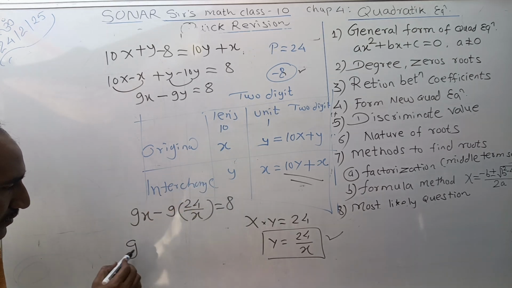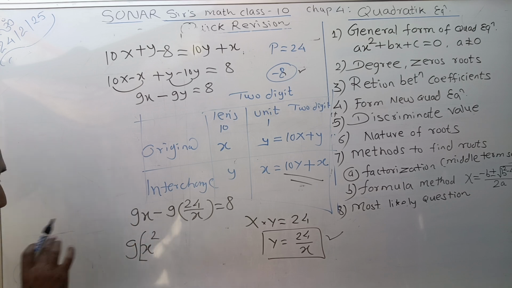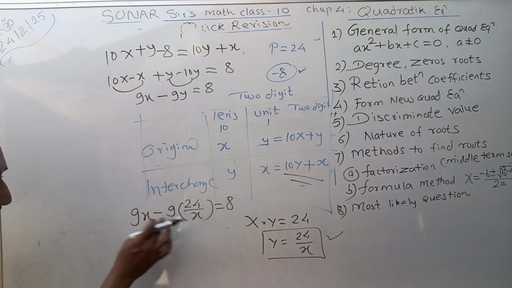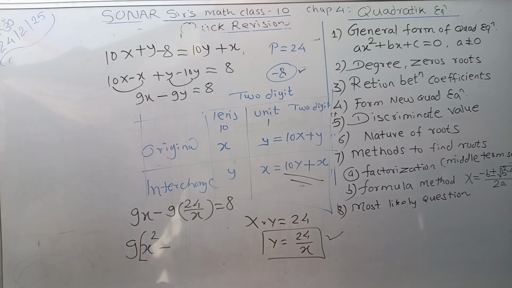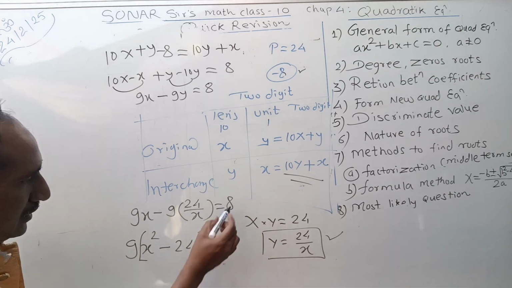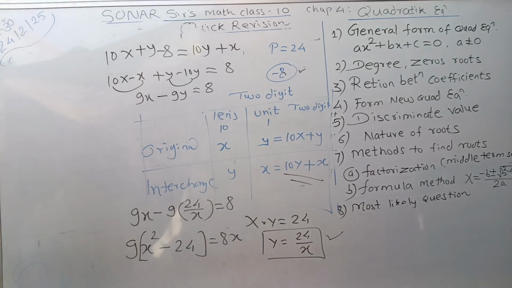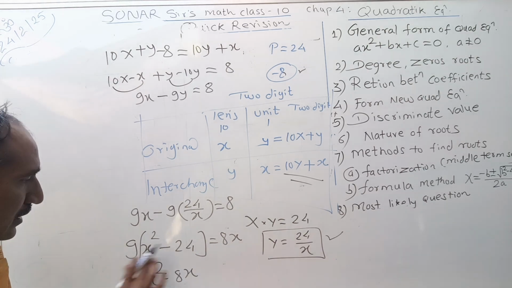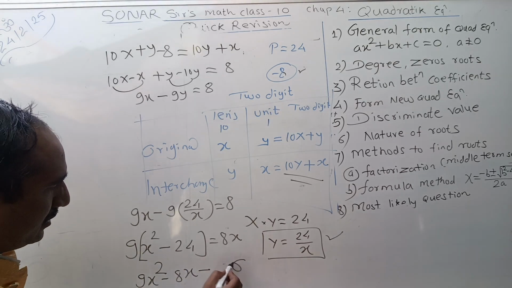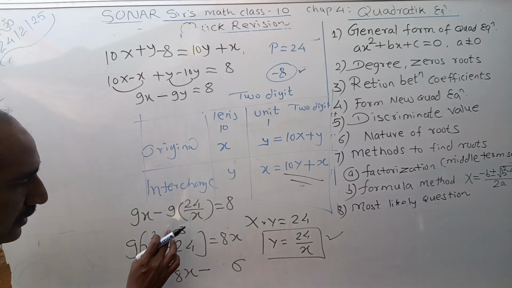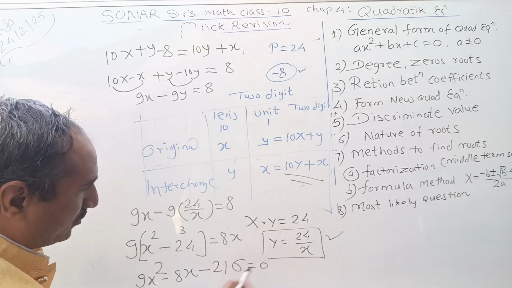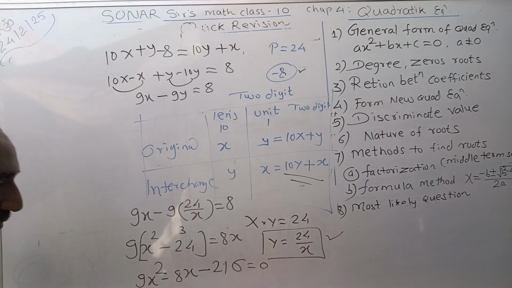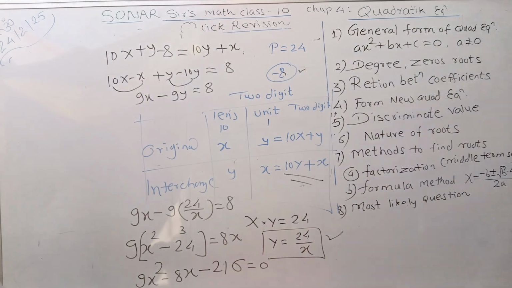Now we'll simplify this. We can take 9 common, so it will be easier. So x square minus 24 and here 8x. So we can form a quadratic equation. The quadratic equation becomes 9x square minus 8x, this we can multiply, 9 4s are 36, 9 2s are 18, 18 plus 3, 21 equals 0. Now we can find the roots of this quadratic equation.